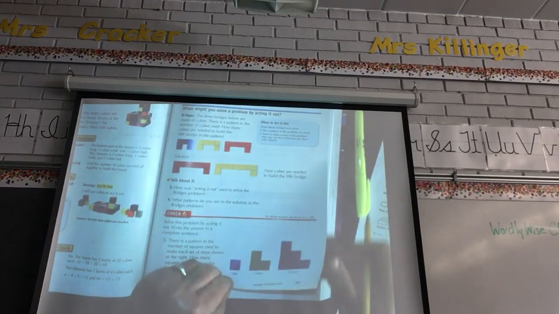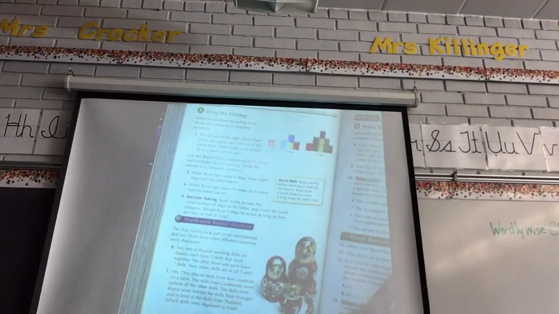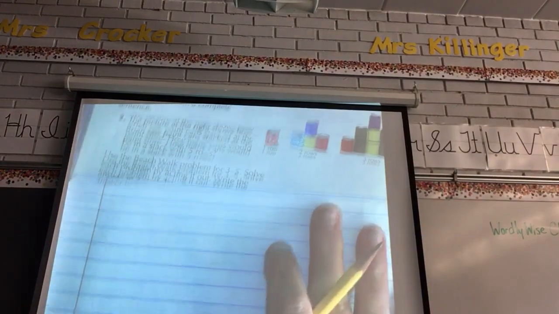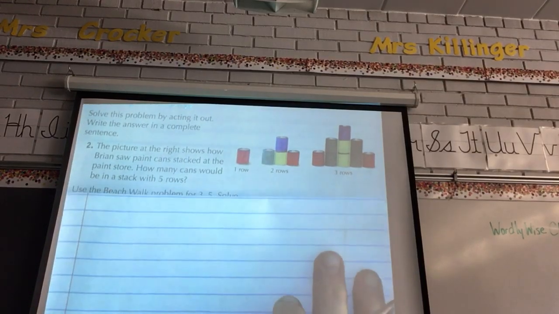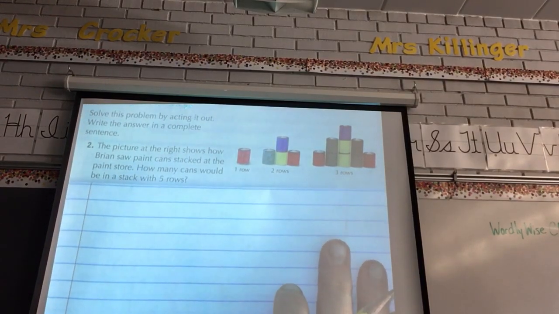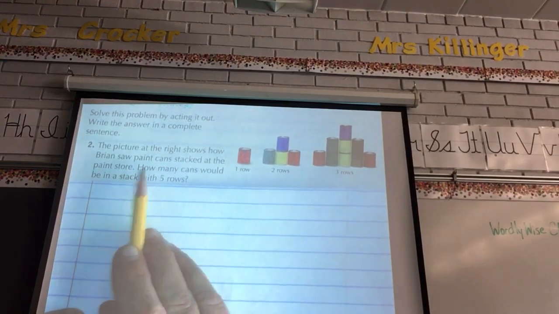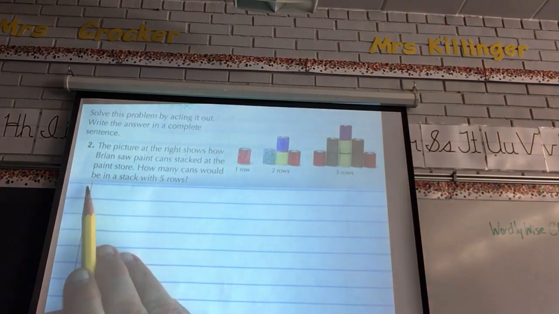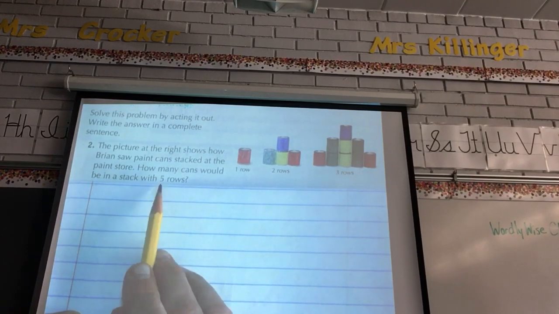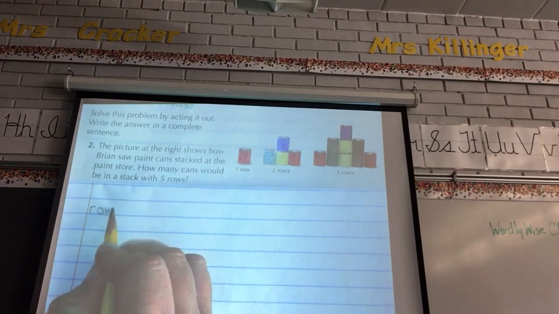Okay, turn the page. We're going to work out the next one together, but I'm going to try and trick you on this one. I just wanted to show you how we were going to solve these problems. All right, here we go. Once again, you know what I'm going to want to turn these pictures, these cans, into. I'm going to want to turn them into numbers. So it says the picture at the right shows how David saw paint cans stacked at the paint store. How many cans would be in a stack with 5 rows? Okay, so use what we know. We know we have our rows.